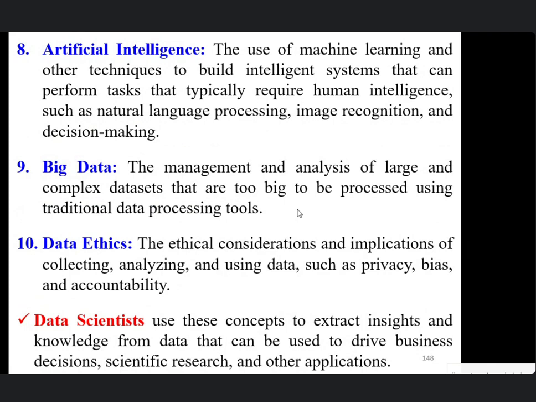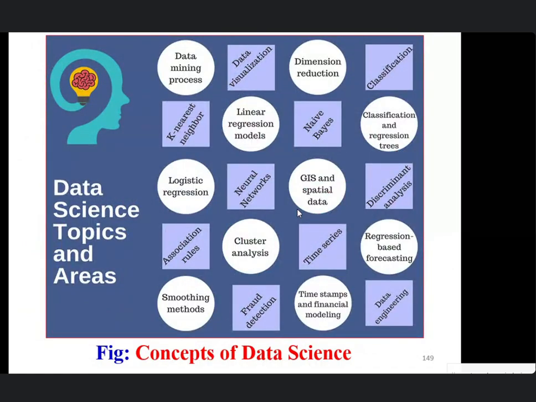Then data ethics, the 10th major concept of data science, covers the ethical considerations and implications of collecting the data, analyzing the data, and using the data, such as privacy, bias, and accountability. So finally, data scientists use these concepts to extract meaningful patterns, insights, and knowledge from a huge volume of data that can be used to drive business decisions, scientific research, and other applications.